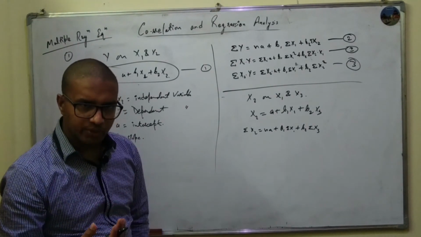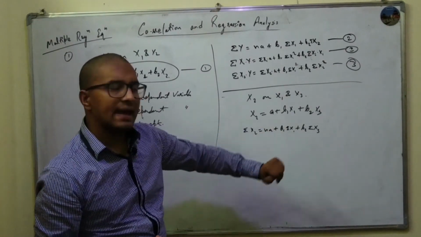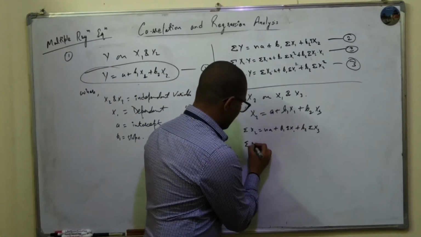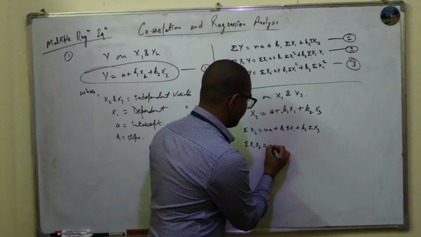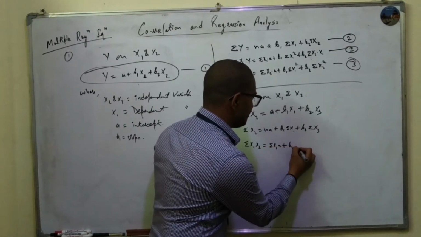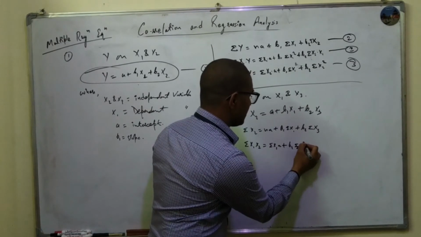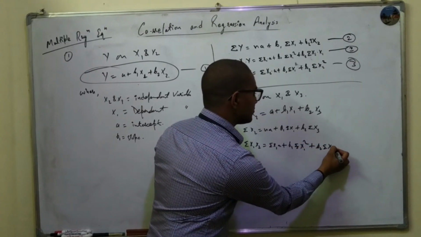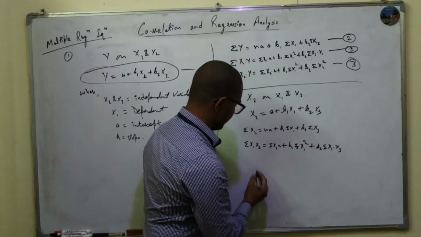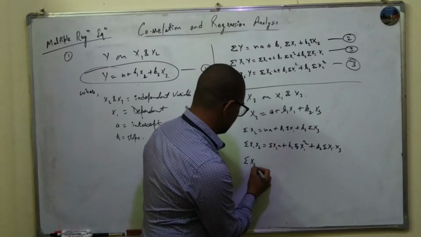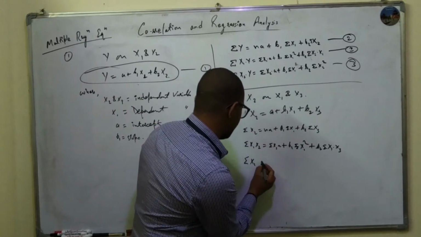And then after that, we'll multiply it with x1, the first independent variable: x1x2 equals a x1 plus b1 x1 squared plus b2 x1·x3. Next we will multiply it with, okay, so it's 2 on 3, right?